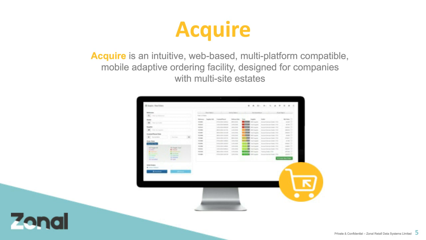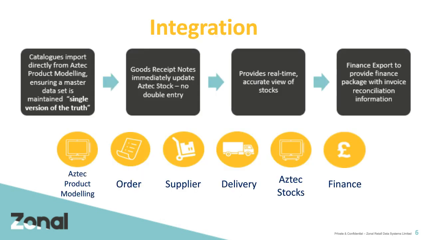As a Zonal-built solution, one of Acquire's biggest strengths is its integrations. As a Zonal customer, you will already be using AdTech product modeling to manage your product data. This data populates both your EPOS and your stock solution. So, based on the logic that what you need to sell, you need to buy, this same data is also automatically sent to Acquire to create the catalogue from which your sites can order. This means that you only have to manage data in one place, and you achieve a single version of the truth across the entire solution set.